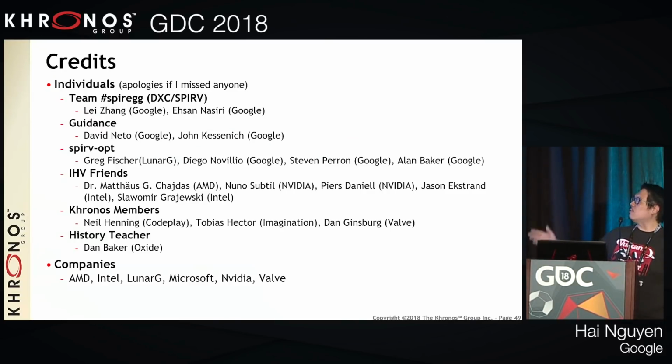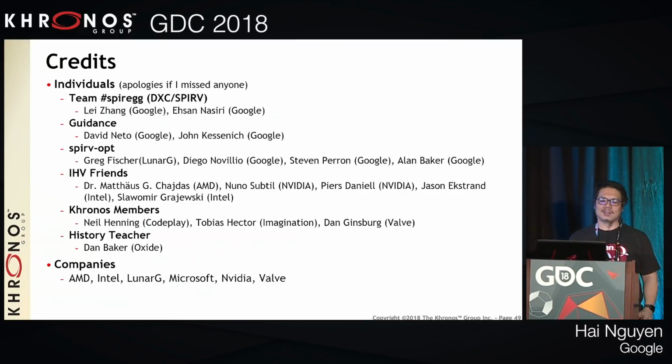So the DXC team itself is myself and Lei Chang and Aslan Desiri at Google, and David heads it up. The guidance is David Netto and John Kesnich. Every time we get into a debate that we can't solve, we email John or David, sometimes very late at night. SPIRV-Opt, Greg Fisher, Diego Novillo, Steve Perrin, and Alan Baker have been working hard to get all the legalization and performance optimizations in.